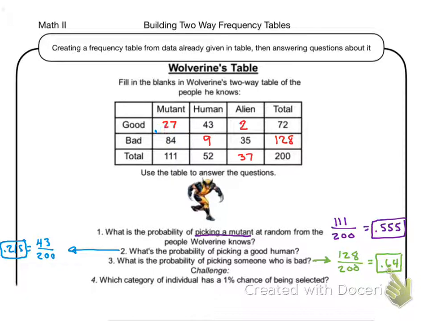That's not 1%. 1% is actually going to be here in the alien section, right? So if you take 2 and you divide it by 200, that gives us 0.01, which if you change to a percent, is 1%. So good aliens. So chances are if you encounter an alien, it's not going to be a good one.